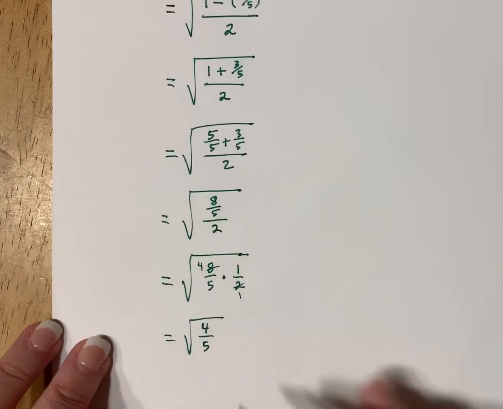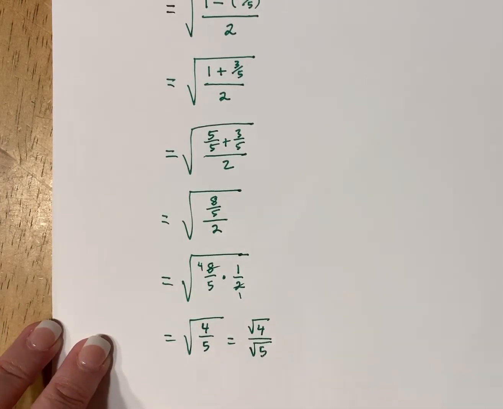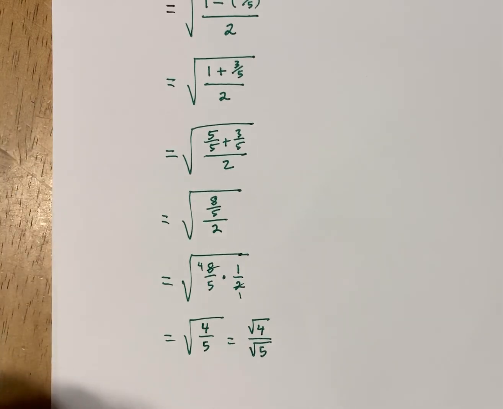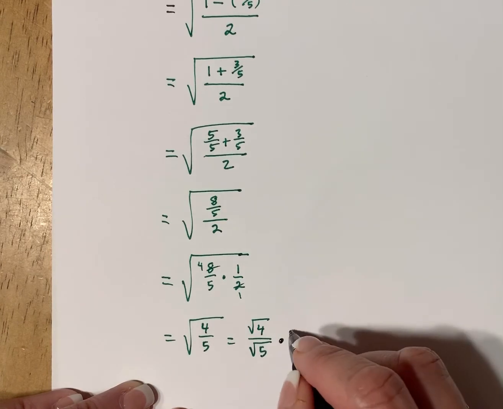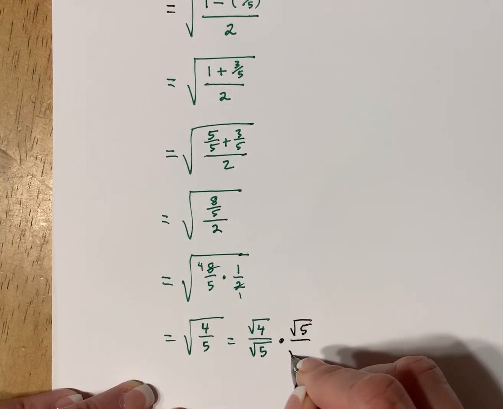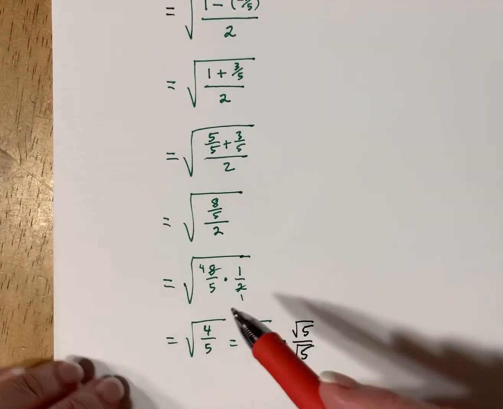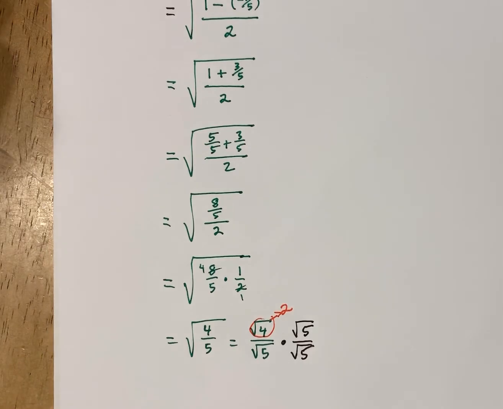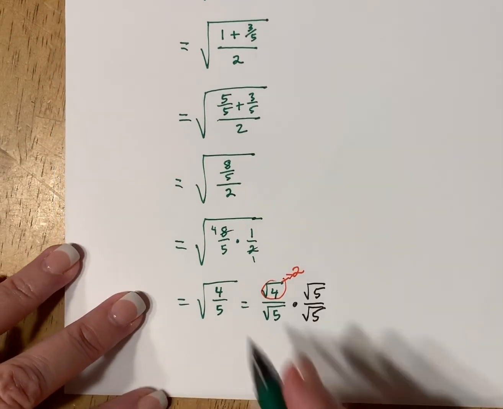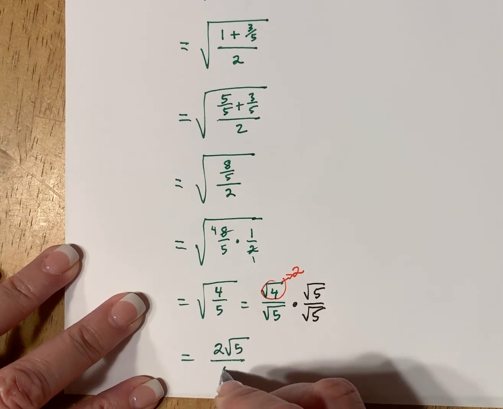Which is the same thing as the square root of 4 divided by the square root of 5. I need to rationalize the denominator because I'm at the very end, so I'm going to multiply by root 5 over root 5. And I also know that the square root of 4 is just plain old 2. So for the final answer to this problem, I'm going to get 2 times the square root of 5, divided by 5.